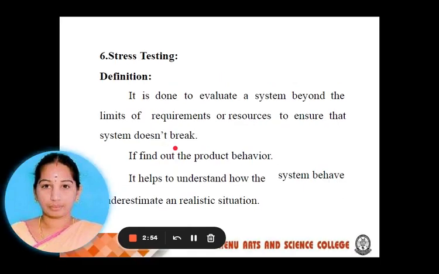And then the next one is stress testing. It is done to evaluate a system beyond the limits of its resource requirements, and to ensure that the system does not break. Also to find out the product behavior. It helps to understand how the system behaves under unrealistic situations. And then it is to evaluate the ability of a computer, hardware, or device to maintain a certain level of effectiveness. Okay, and these are the things in stress testing.